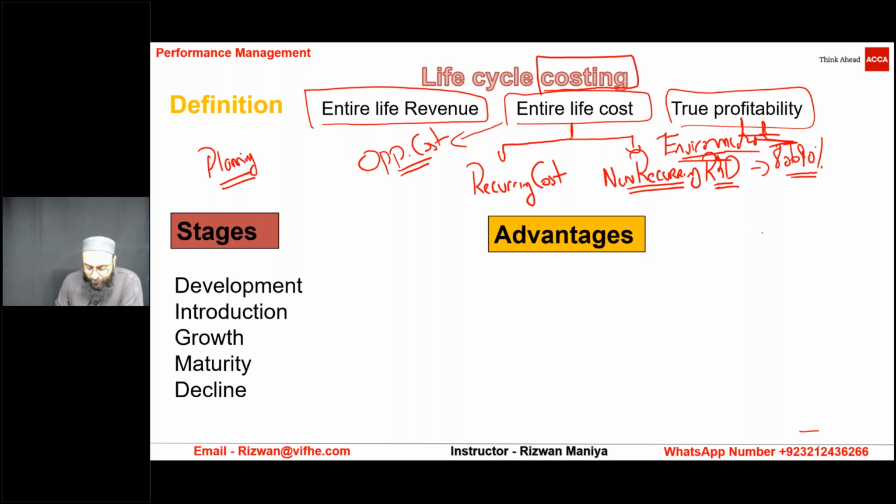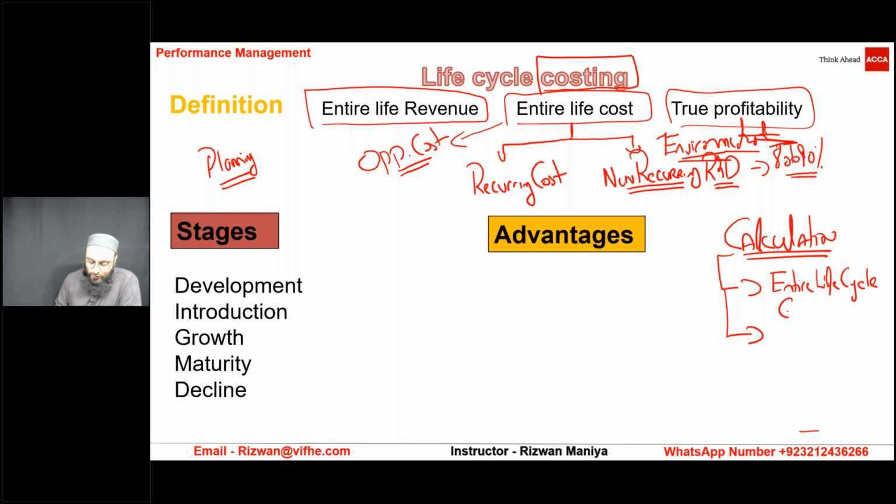Now, before I move towards my question in just 2 to 3 minutes, I just want to tell you how life cycle costing will come in your paper. I'm talking about the types of question that can be tested relating to life cycle costing. According to the research that I've done, the examiner is asking two types of question relating to life cycle costing. If you do a past paper analysis, you will find that as well. The first type of question that can come in your paper is about the calculation of the entire life cycle cost per unit. The question can ask you to calculate the entire life cycle cost per unit.